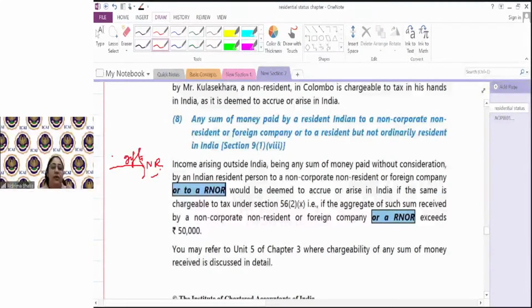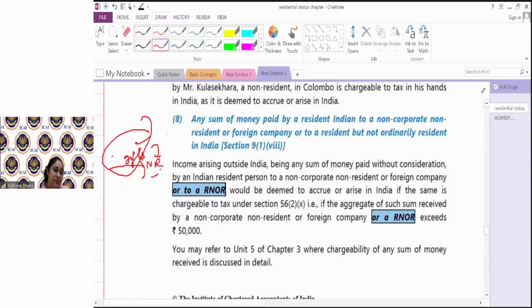Now technically, this gift is the non-resident's income, right? A gift is also an income. You will see under other sources that a gift is also an income, if it is more than 50,000 during a year. Now technically, the non-resident sitting outside would never consider or even think of paying tax on this.